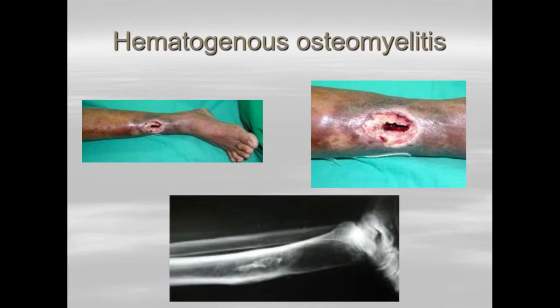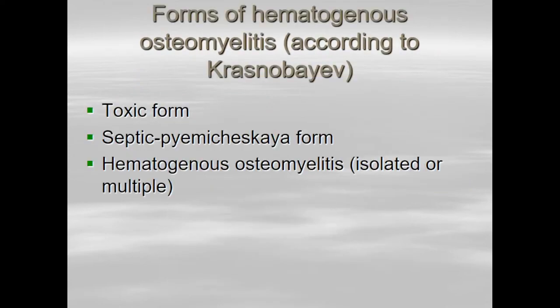You look, it's hematogenous osteomyelitis. This is an ankle with osteomyelitis, typical fistulas, and X-ray. Damaged and changed bones, the patient has a chronic inflammatory process. Forms of hematogenous osteomyelitis according to Krasnobaev. First, the toxic form. Second, the septicopyemic form. And third, the local form of hematogenous osteomyelitis is multiple.